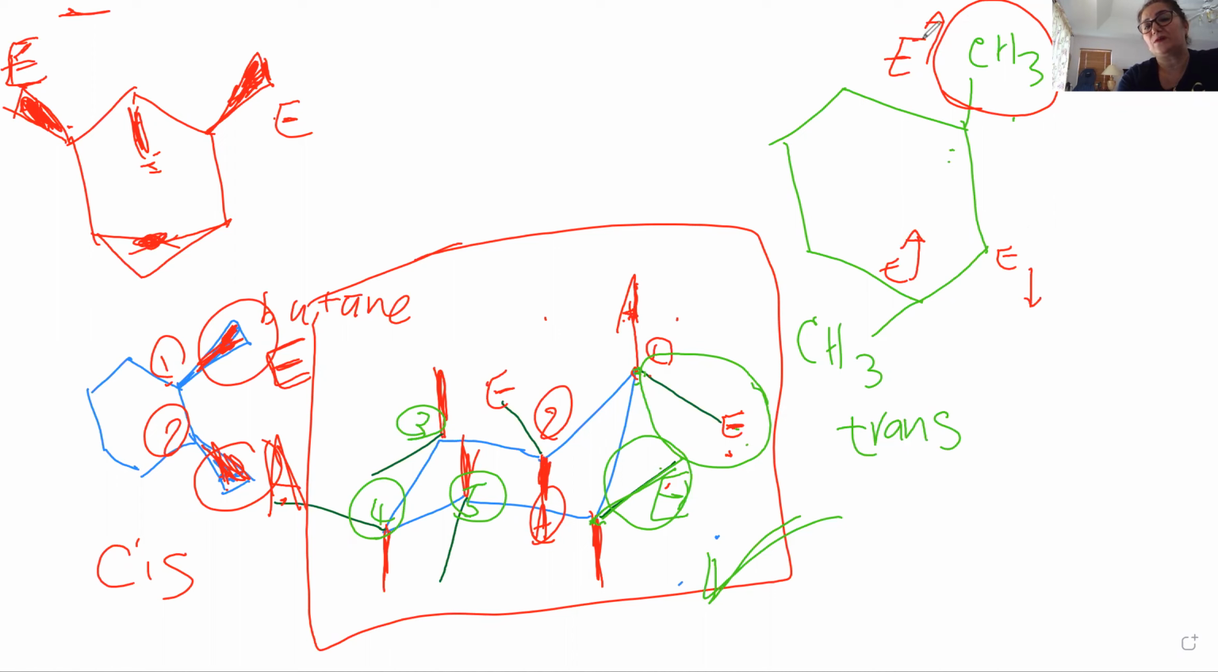This methyl group is equatorial up, but this compound is trans. So what should the second methyl group be, equatorial or axial, in order to meet this definition of trans? Axial. It has to be axial. Very good. So this is going to be axial. Why does it have to be axial? Because we were already told that this is trans.